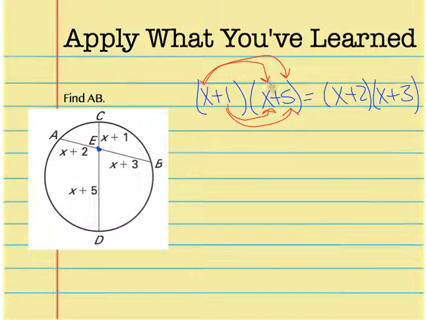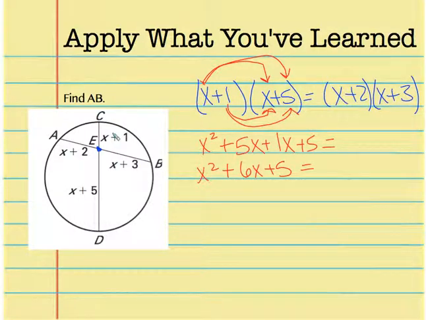So x times x is x squared. X times 5 is 5x. 1 times x is 1x, and 1 times 5 is 5. Then we can combine our like terms and get x squared plus 6x plus 5. And I know it seems like a lot of work, but you'll get used to it because it's not bad.